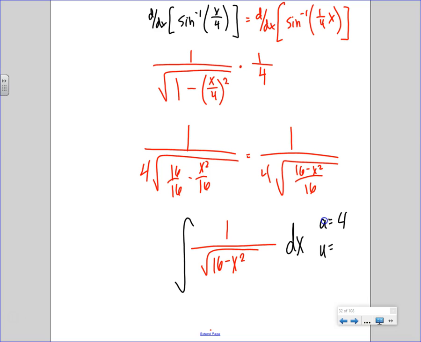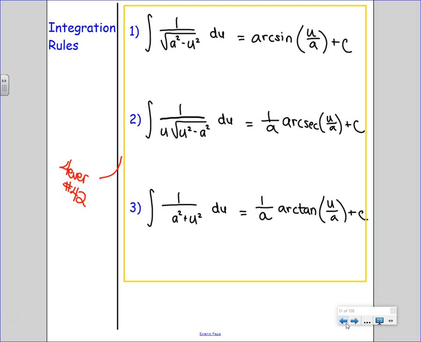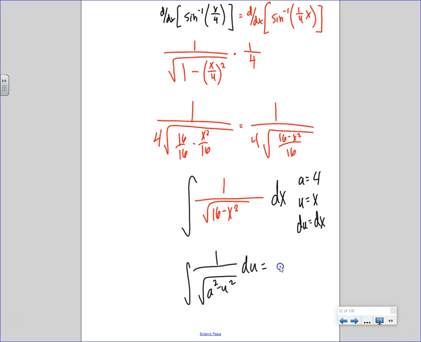U would equal the square root, that guy, and I get x. Du is just, oh, he's one of those easy dx equals du, du equals dx ones. So I could rewrite this as the integral of 1 over the square root of a squared minus u squared du, which is perfect for my rule. And my rule says if I can rewrite it as 1 over the square root of a squared minus u squared, then I can write the answer as sine inverse or arc sine, remember, same thing, of u over a.